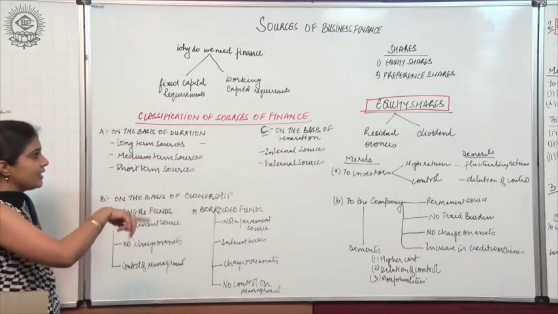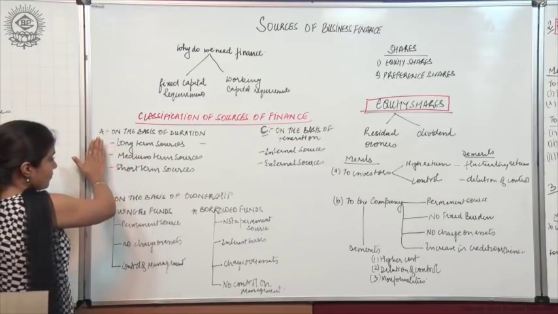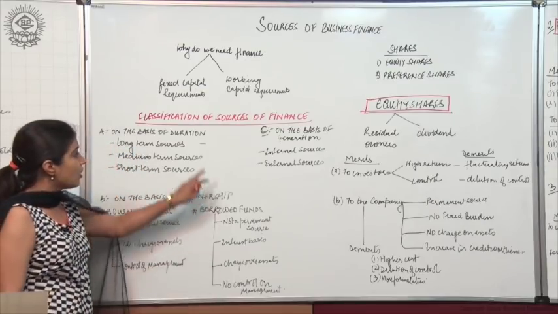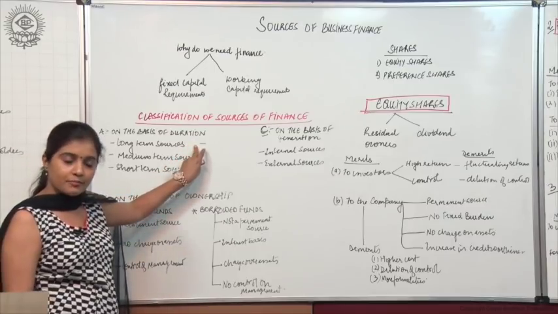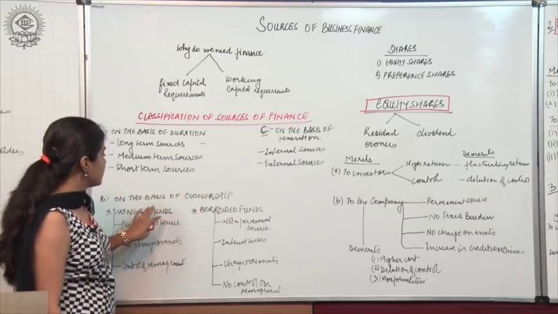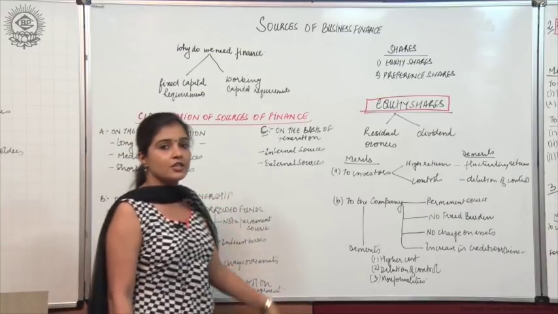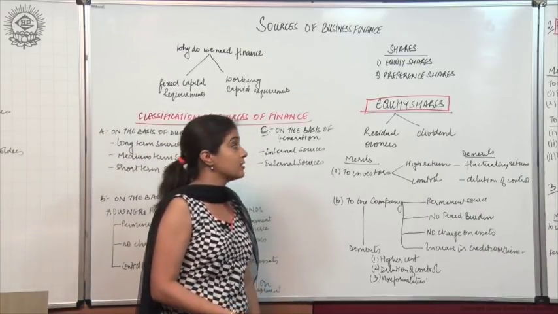So we've covered basically three bases. We have classified the different sources of finance on the basis of duration: short term, medium term and long term; on the basis of ownership: owner's funds and borrowed funds; and on the basis of generation: internal and external. All right.